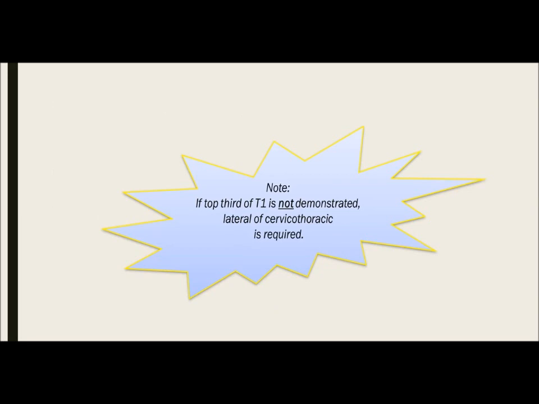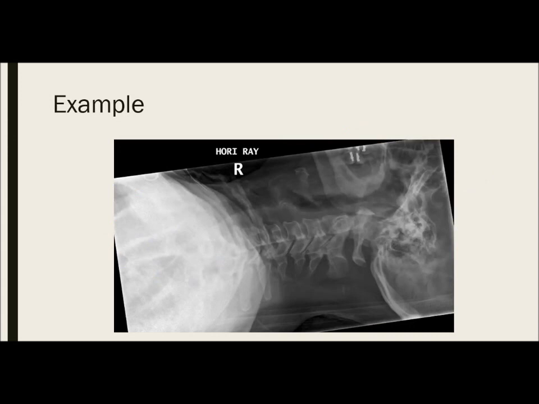And that's what this says here. So if the top of T1 is not demonstrated, the lateral cervicothoracic is required to make sure that the patient is completely cleared. If you still do not get a good image on the cervicothoracic, they usually send them over for a CAT scan. So this will be an example here of not a good one. You can see 1, 2, 3, 4, 5, 6, and you can barely see 7 here, and then this would be the spinous process, and you can't see T1, so that would have to be repeated, or you could do a swimmer's.